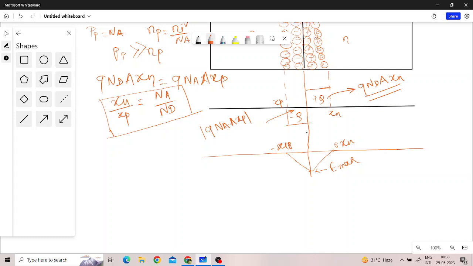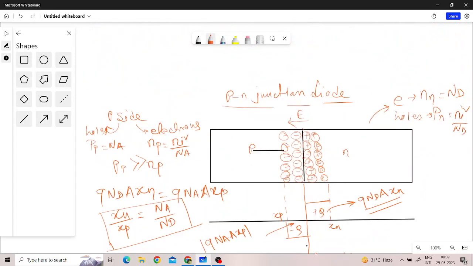Now my question is, why is an electric field developed? As we know that E is equal to minus dV by dx. So due to the change of potential with distance, there will be an electric field. So there is a potential difference from here to here, as you can see.